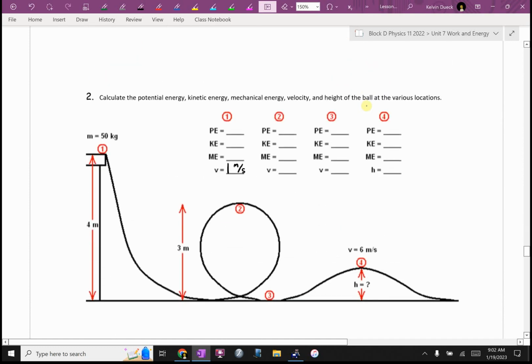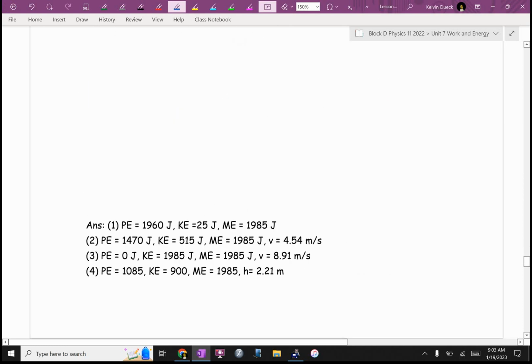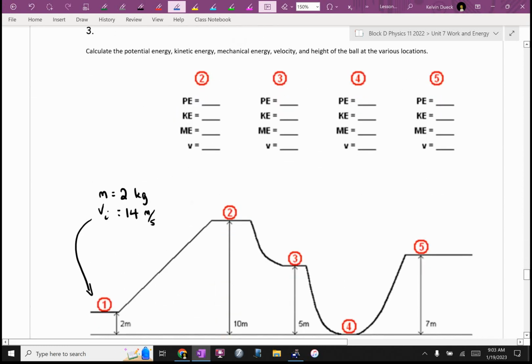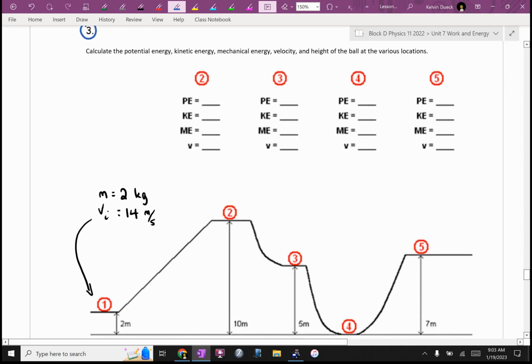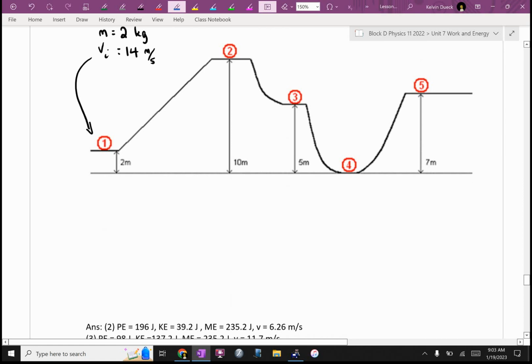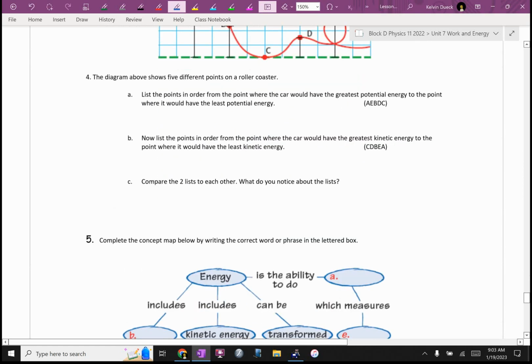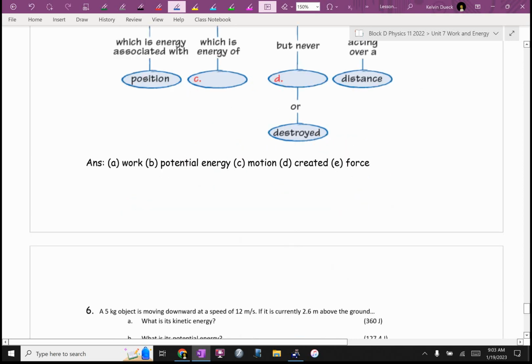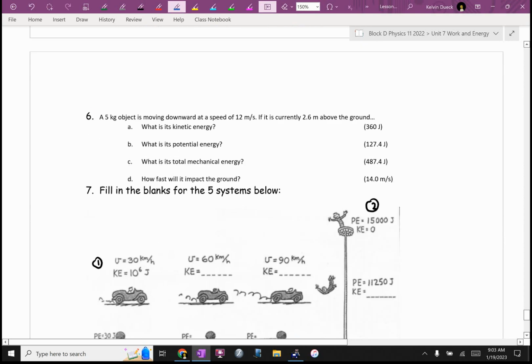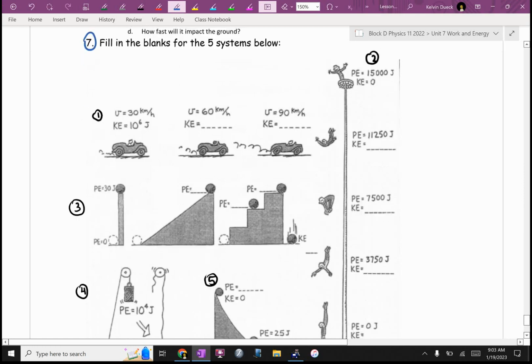Answers are there. Number 2, here's our roller coaster. It's very similar to number 1 in that mechanical energy is going to be total energy. Kinetic and potential you can figure out from the numbers that are there. 3 is good, same idea, except it's getting a bit more complicated in our roller coaster design. 4 is good. 5 is good, a little word fill. 6 is good, and 7 is good. Yeah, I assigned everything.